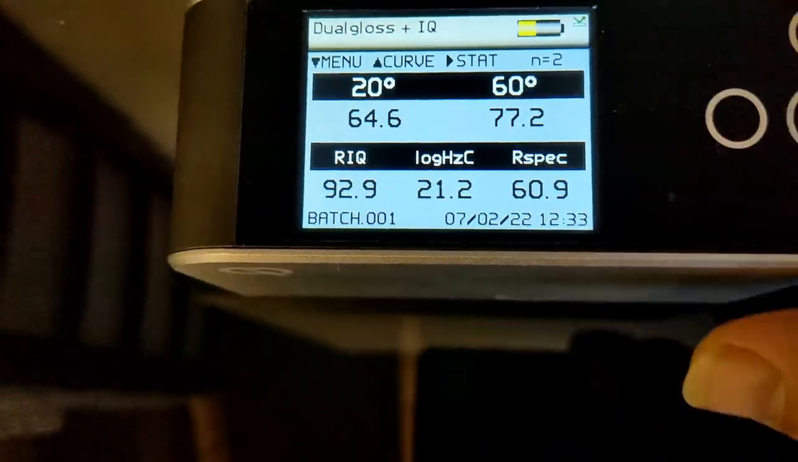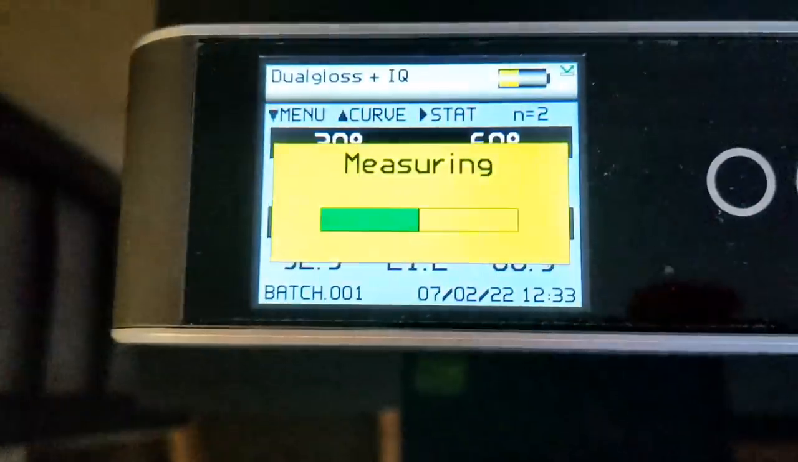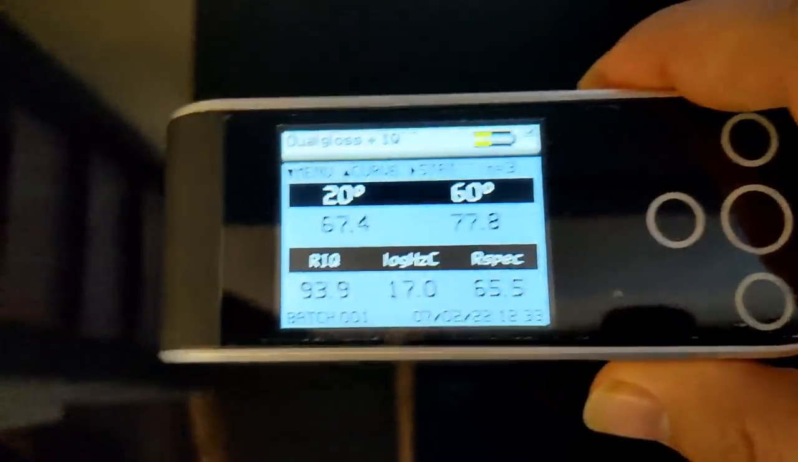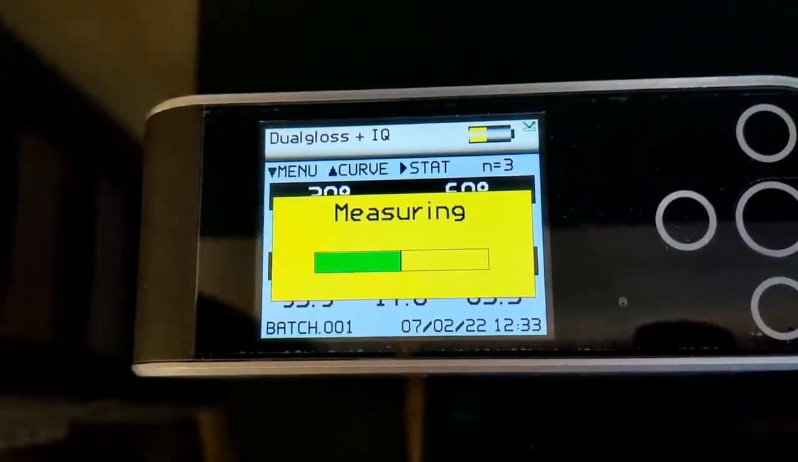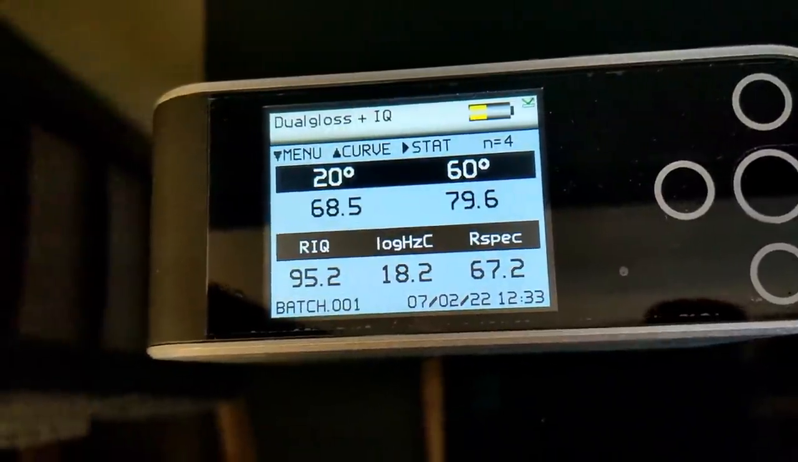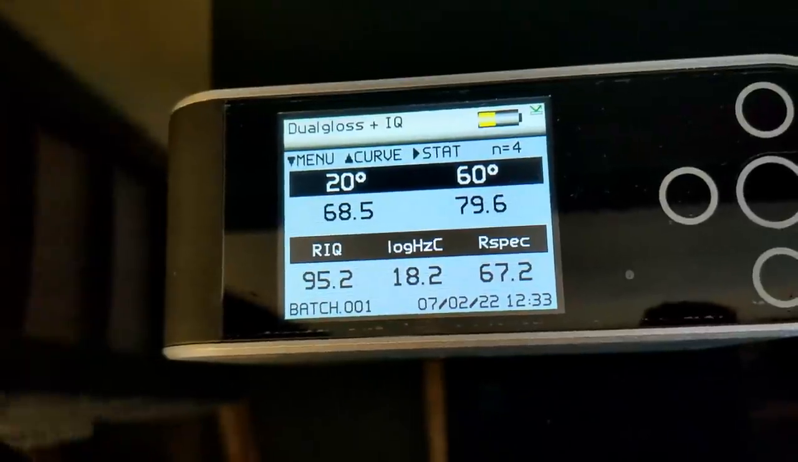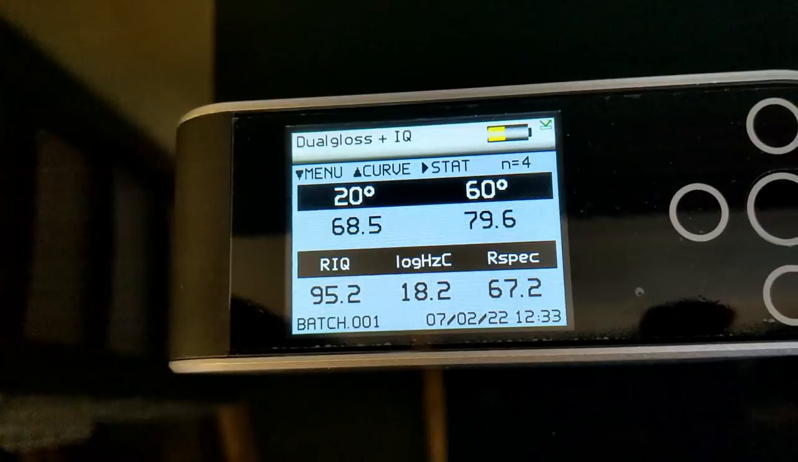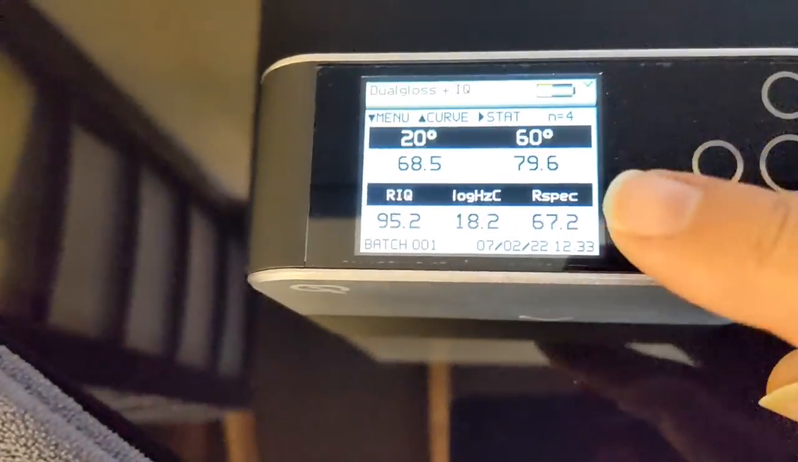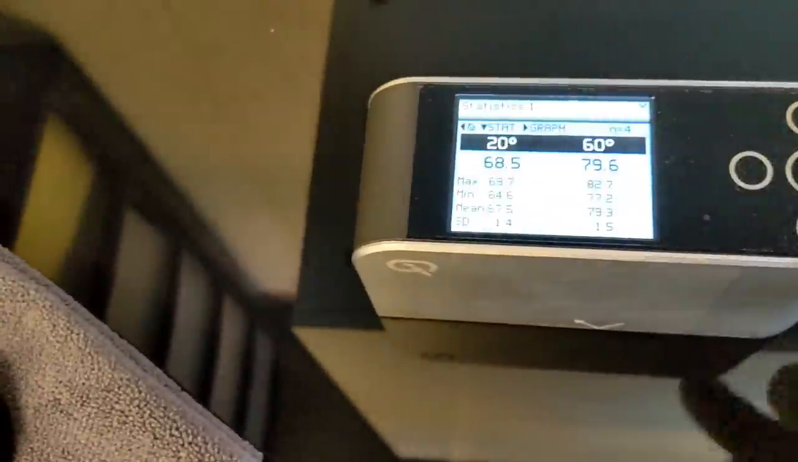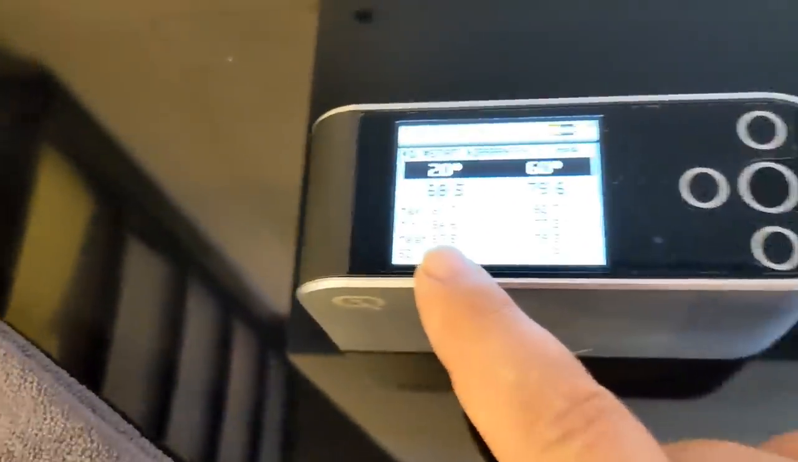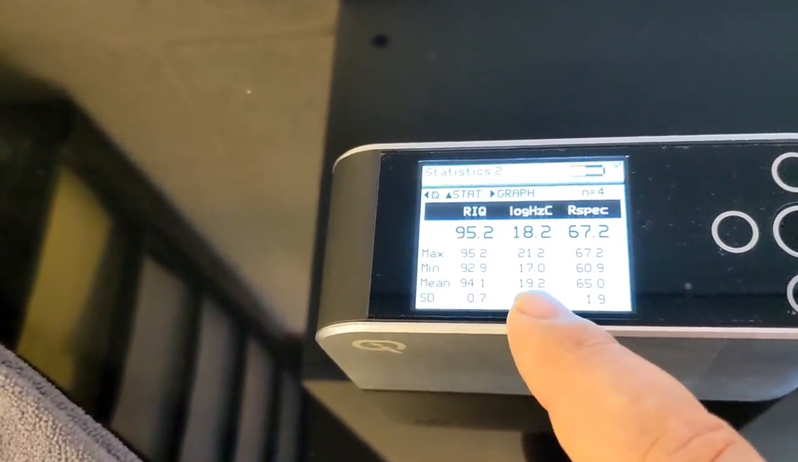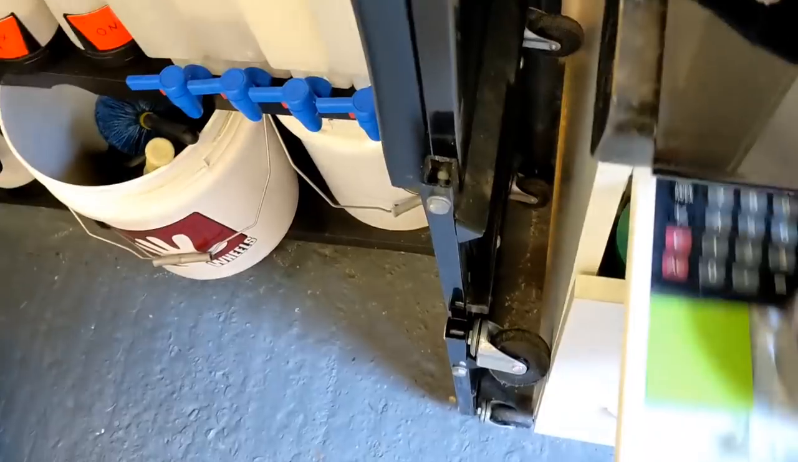We've dropped a little bit there. There's going to be some inconsistencies, actually. It's just the nature of it. So you get an idea, we're around about 67 on here. That brick is really high, which is really interesting. The log haze is really high as well. Let's have a look at the averages. The average 20 degree gloss is 67.5. And let's have a look at some of the other stats. The average log haze is about 19. So let's make a note of this.